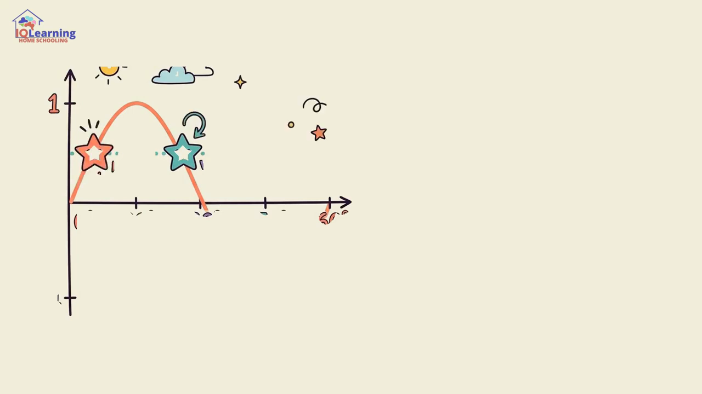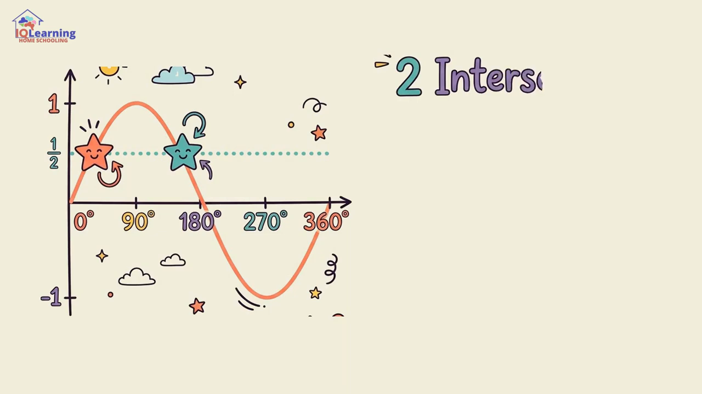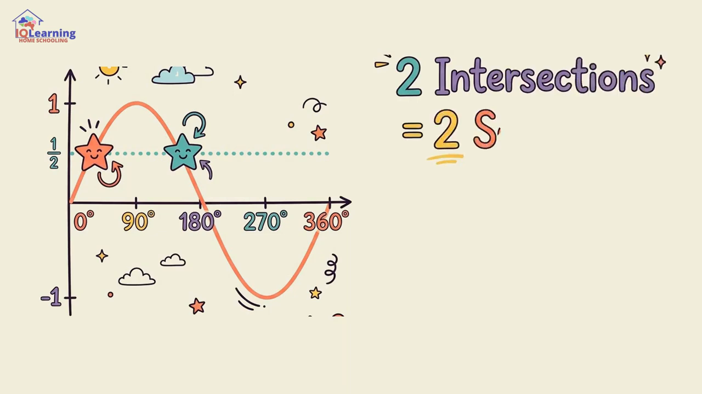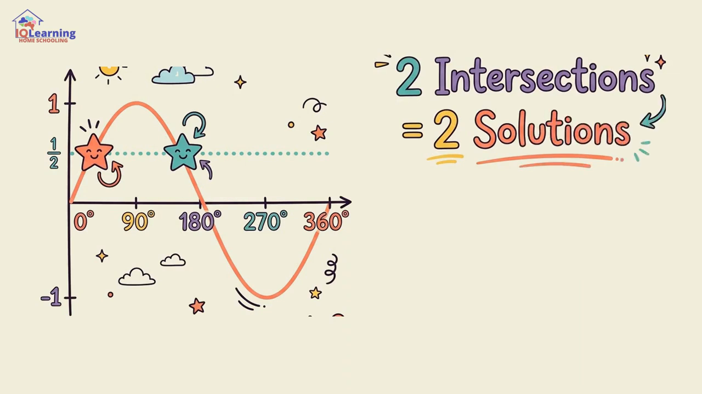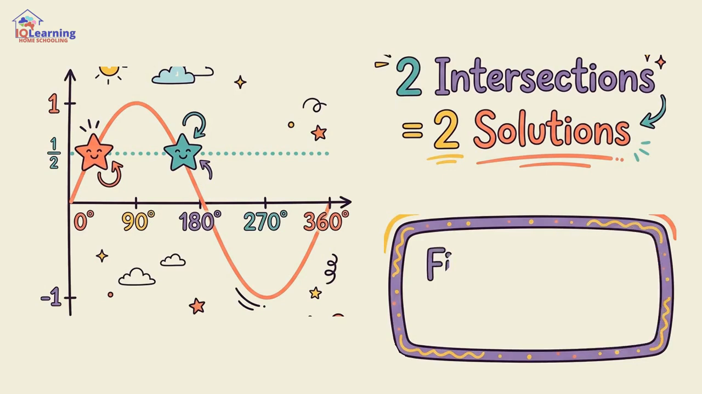There's also a graph interpretation that helps connect everything together. If you graph y equals sine of x from 0 to 360 degrees and then draw the horizontal line y equals 1/2, the graphs intersect twice, once at 30 degrees and once at 150 degrees. That visual matches exactly what we saw on the unit circle. 2 intersection points on the graph, 2 intersection points on the circle, and therefore 2 solutions to the equation. So the final answer is x equals 30 degrees or x equals 150 degrees.